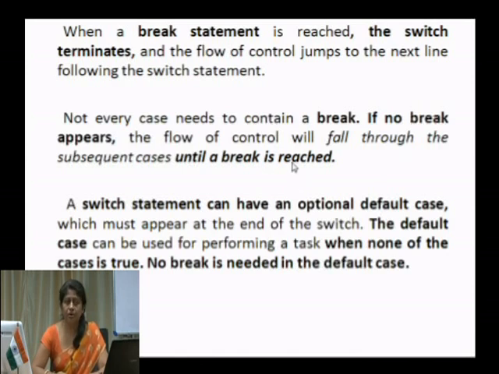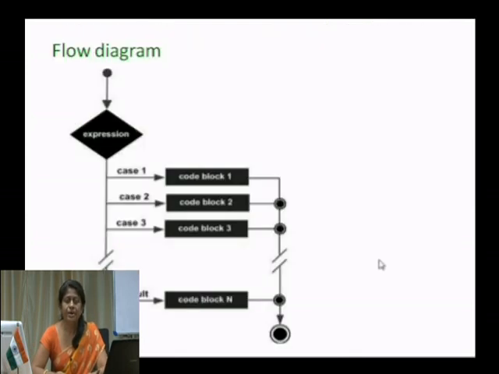So, the switch block is going and the switch execution is going to continue if the break is not specified. A switch statement can have an optional default case which must appear at the end of the switch. So, whenever you are specifying the default option, that should be given at the end of your switch block. The default case can be used for performing a task when none of the cases is true, and no break is needed in the default case. So, there we have how to make use of the switch statement in C.